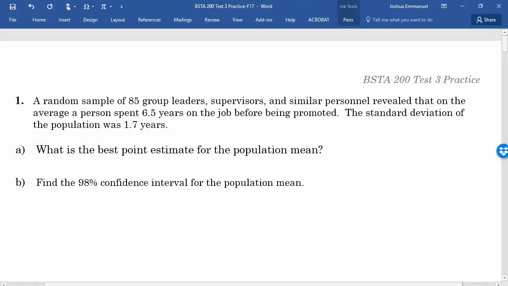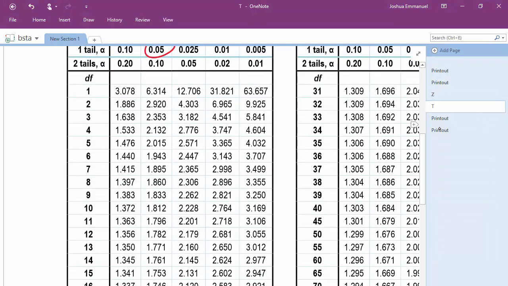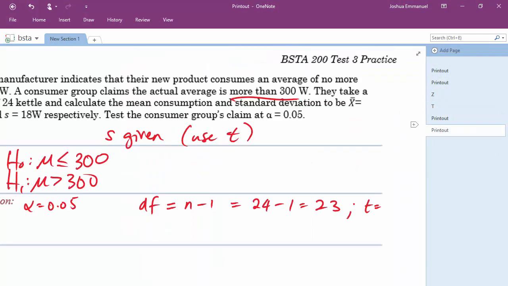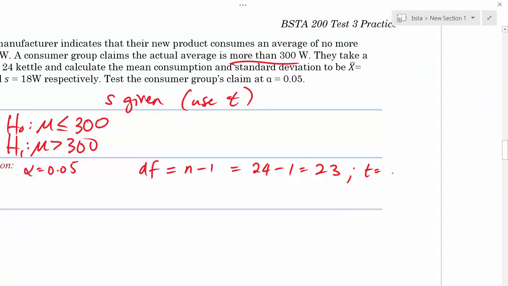So the only time you do a two-tail test is if it is not equal to. Less than or greater than tests are always one-tailed. If it is not equal to, then it's a two-tailed test.